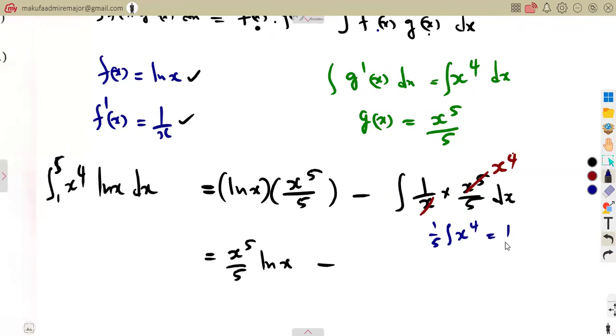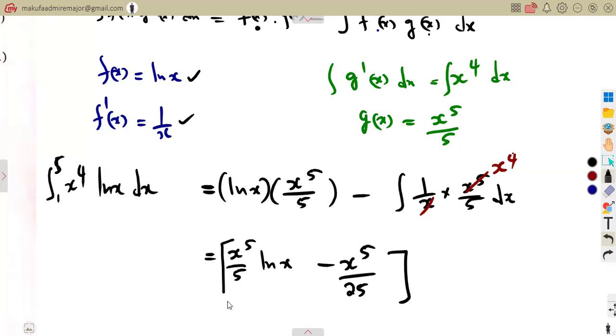So it's going to be 1 over 5 times the integral of x to the power 4 with respect to x, that's x to the power 5 over 5. Meaning to say this and this are going to be x to the exponent of 5 over 5 times 5, which is 25. So that's it. We can integrate this. That is what you're going to have with our limits, because there are limits there, 1 to 5. So that was the idea there.